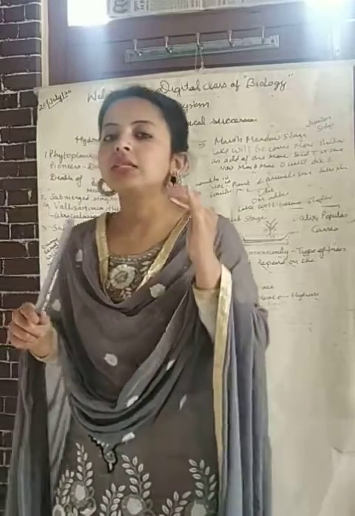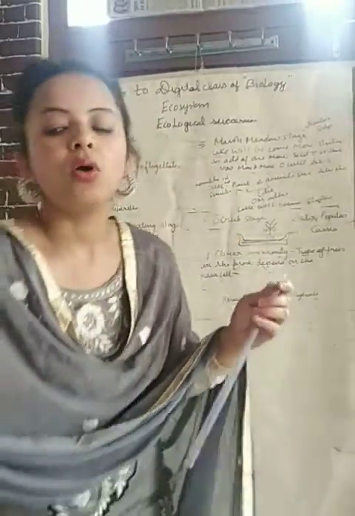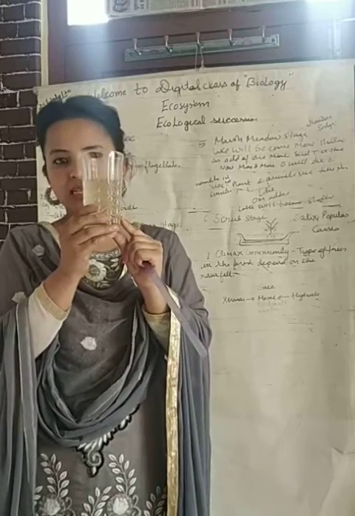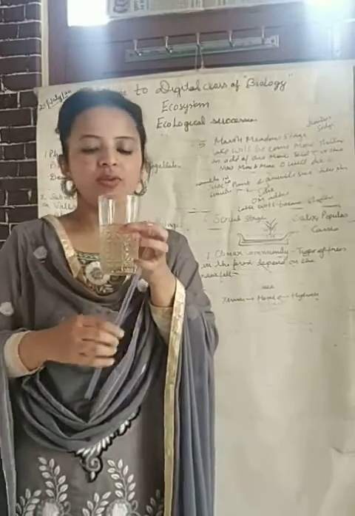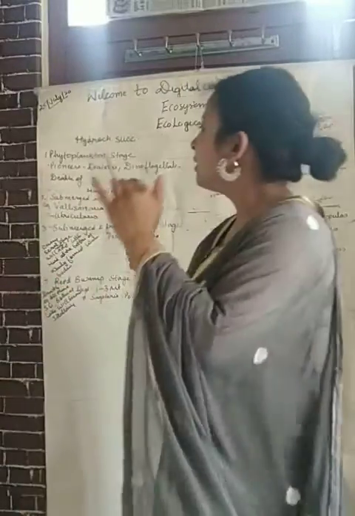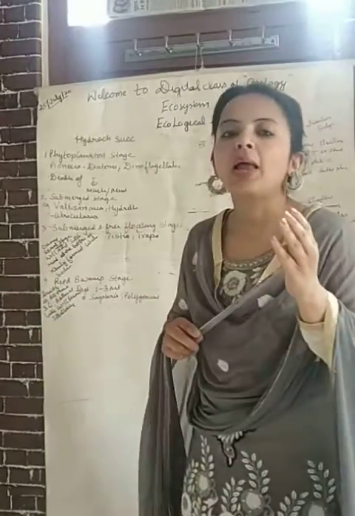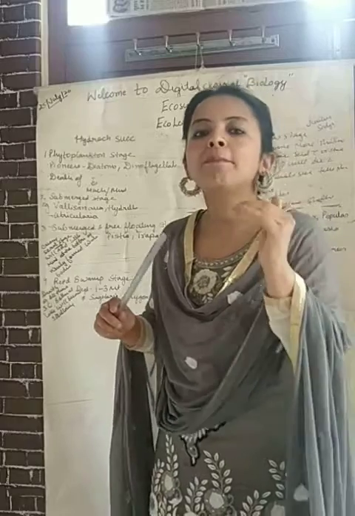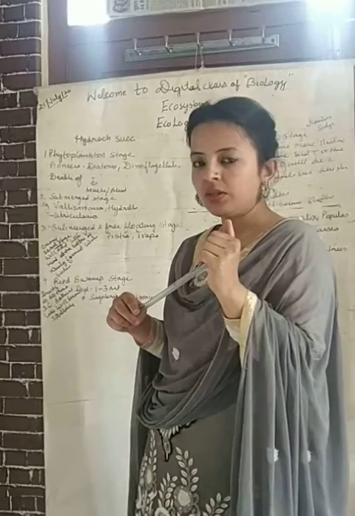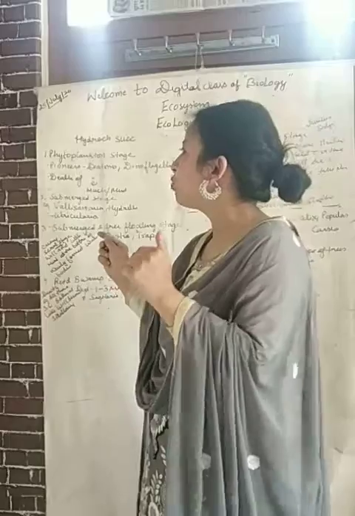I hope you remember all these things. Today I will tell you how succession will take place in water bodies. This is your water body. Suppose it is a lake. Now we will see how it takes place. It will occur in 7 stages. First is the phytoplankton stage, which is the pioneer species of the hydric condition. The succession will start from the phytoplankton stage.